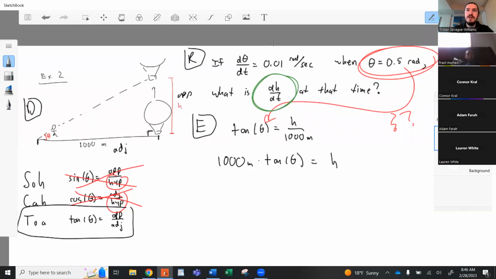Is that the height of the balloon? It's not the height of the balloon. It's the rate of change in the height of the balloon. It's how fast the balloon is rising, not how high it is. So if we wanted to know the height of the balloon, we could plug in 0.5 radians and calculate it. We could do that. But that's not really our goal right here. Our goal is to figure out the rate of change. And if we're going to do a rate of change, we need to take a derivative.